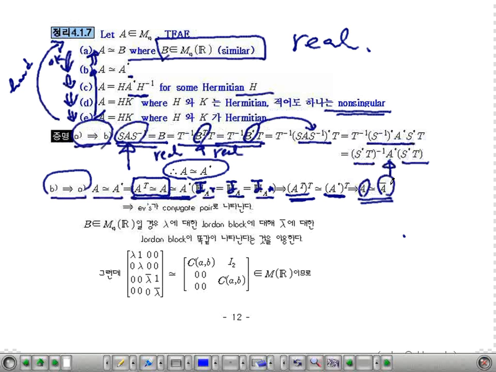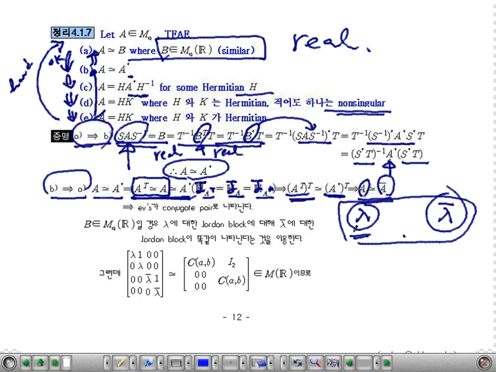So what that means is A is similar to A conjugate. If we have an eigenvalue lambda here, then there is a corresponding eigenvalue lambda bar. If we have one, then there is the conjugate of it. If you have a real eigenvalue, then there's no problem. But if you have a complex one, then you should have the complex conjugate of that eigenvalue as an eigenvalue as well.